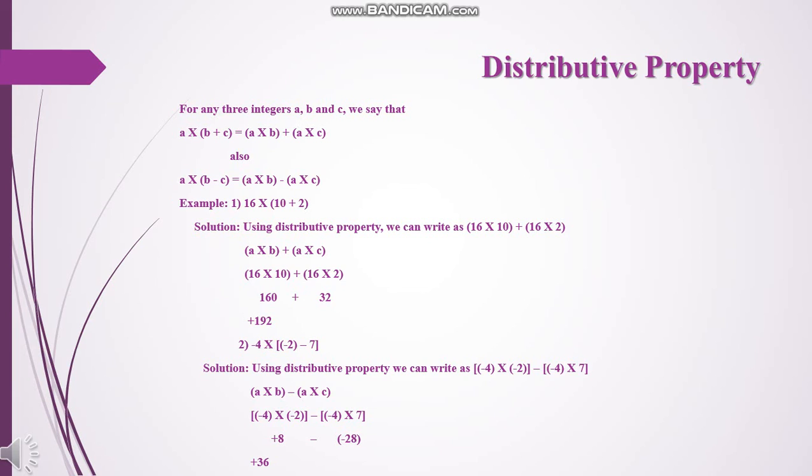Another example is minus 4 into minus 2 minus 7. Solution. Using distributive property, we can write as minus 4 into minus 2 minus minus 4 into minus 7. The formula is a into b minus a into c is equal to minus 4 into minus 2 minus minus 4 into minus 7 is equal to plus 8 minus minus 28. The product is plus 36.